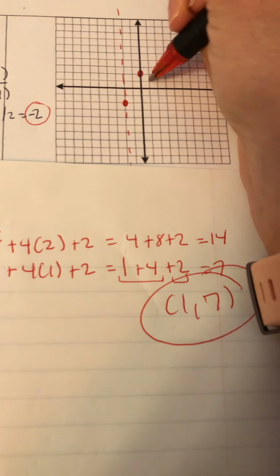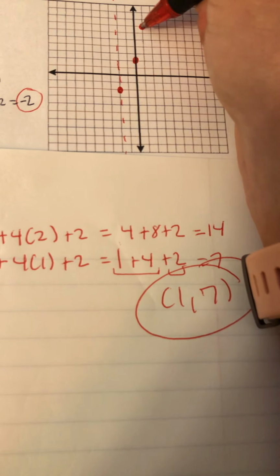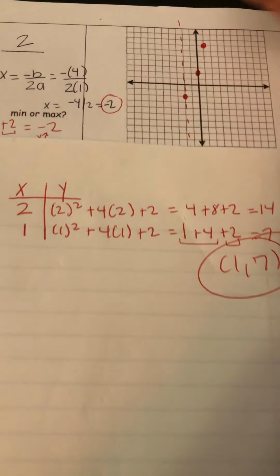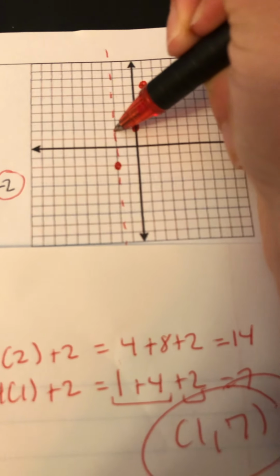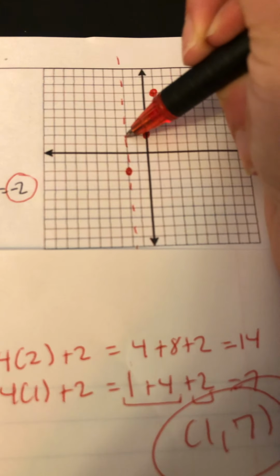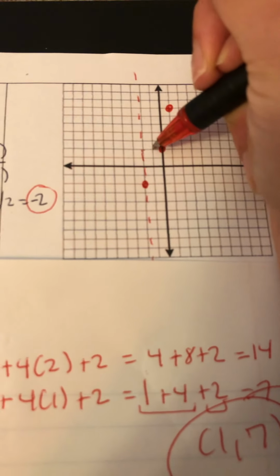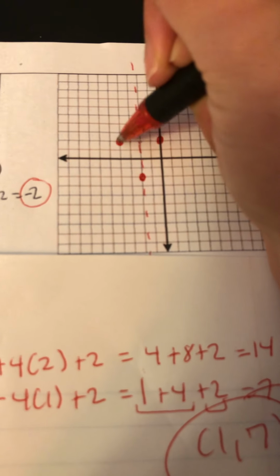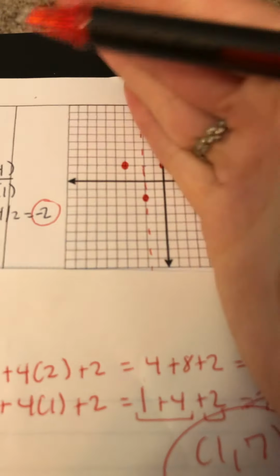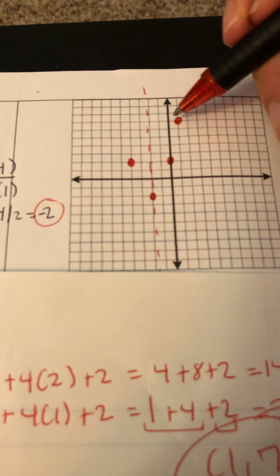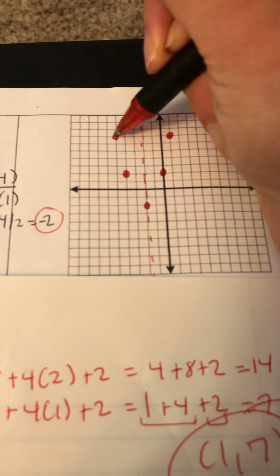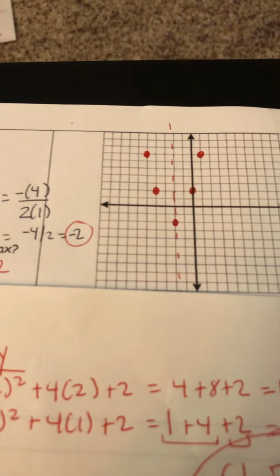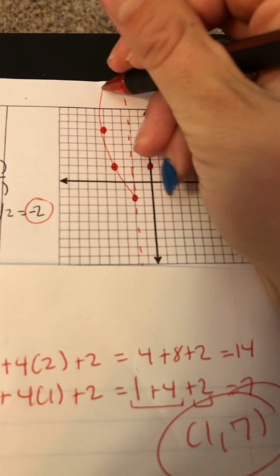So I'm going to plot that point now. So at 1, 7. Okay, and now I'm going to reflect everything. So what that means is I'm going to start on this point, and I'm going to count how many until the axis of symmetry. So I have 1, 2, and then I'm going to count that same number in the other direction. 1, 2. And that's where it plots. So they would land on top of each other. And now I have 1, 2, 3, 1, 2, 3. Okay, and now I'm going to connect everything.